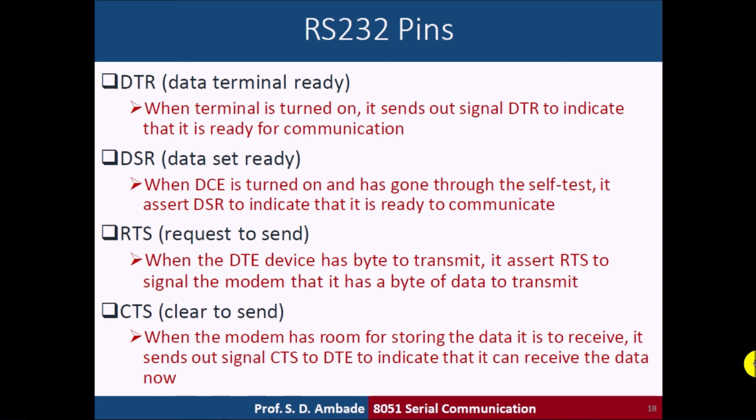RTS, request to send. When the DTE device has a byte to transmit, meaning there is a data byte available for transmission, it asserts the request to send signal to the modem, indicating that it has a byte of data to transmit. Clear to send. When the modem has room for storing the data it is to receive, it sends out the signal CTS, clear to send, to the DTE to indicate that it can receive the data now. So RTS refers to request to send and CTS is equal to clear to send.